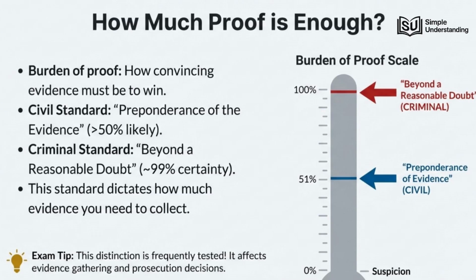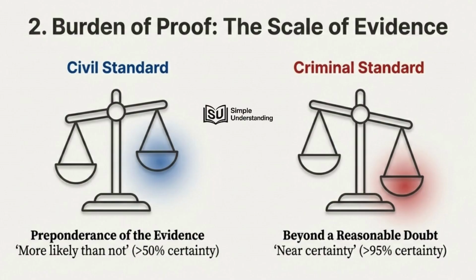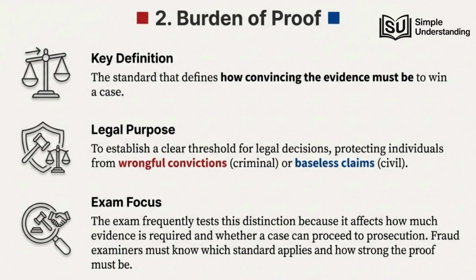2. Burden of proof. Preponderance of evidence versus beyond reasonable doubt. Burden of proof defines how convincing the evidence must be to win a case. In civil fraud, the standard is preponderance of the evidence, meaning more likely than not. In criminal fraud, the standard is beyond reasonable doubt, meaning near certainty. The CFE exam frequently tests this distinction because it affects how much evidence is required, how investigators document cases, and whether a case can proceed to prosecution.